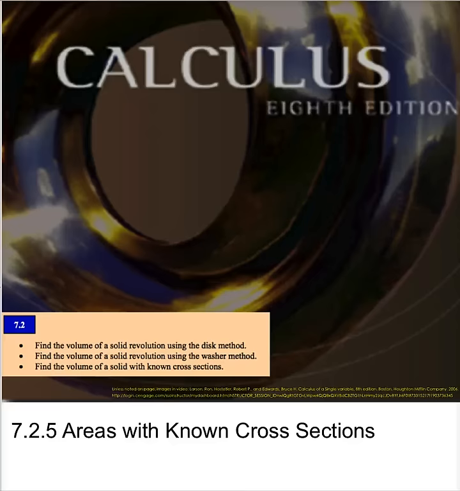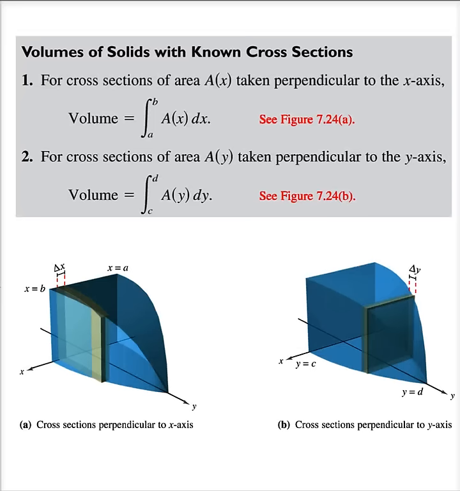Now sometimes we want to find volumes without rotating, because we know that a cross-sectional area always has a particular shape. So suppose I have my curve here, and I want to take slices of my solid. And I know that all of my cross-sectional areas here have a particular shape. What is the differential volume of my thin slice going to be? Well, that's just the area times delta x.